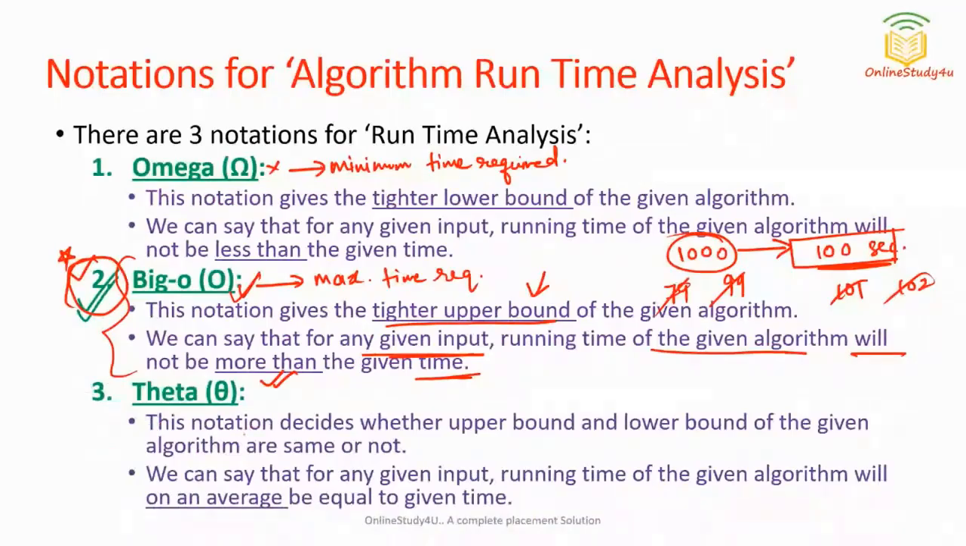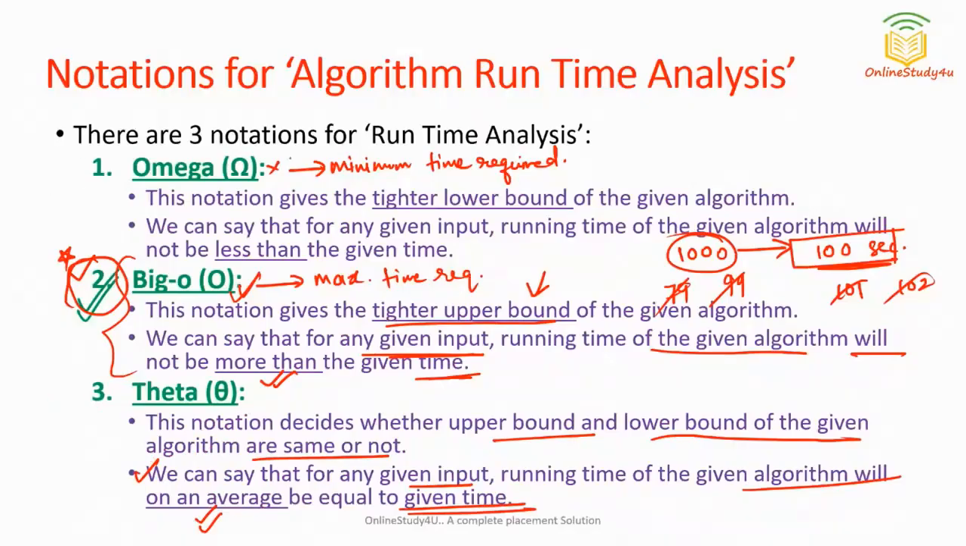Now third is theta notation. So what does theta notation tell us? This notation decides whether the upper bound and lower bound of the given algorithm are the same or not. It will just give you the average time taken. In the second point we can say that for any given input, the running time of the given algorithm will on average be equal to the given time. So theta notation just gives us the average time.